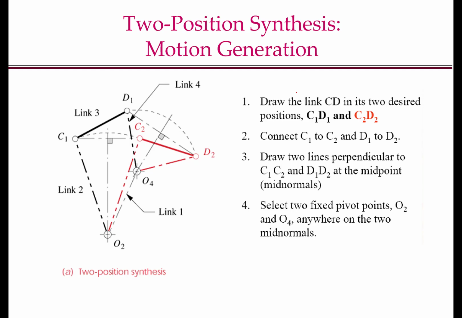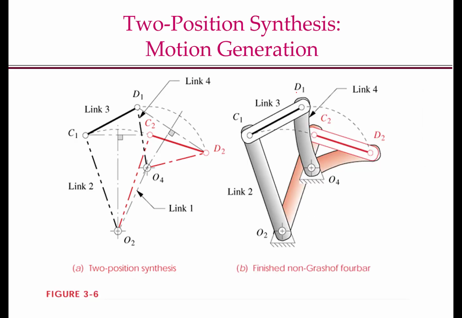If we check and find that there is no continuous motion that can take the coupler from C1D1 to C2D2, or the continuous motion contains something known as a toggle configuration, which we will define later, then we will repeat with different choices of O2 and O4. The figure on the right here shows the mechanism that we just designed at its two desired positions.